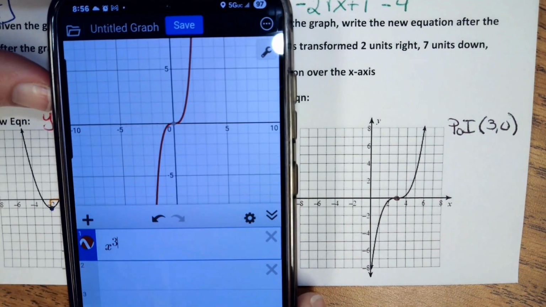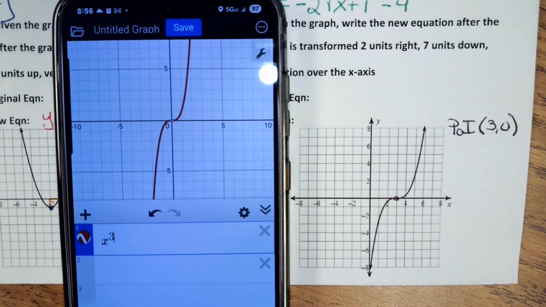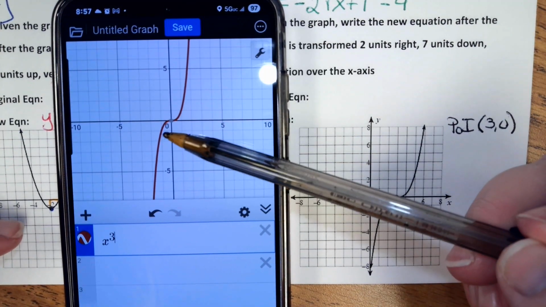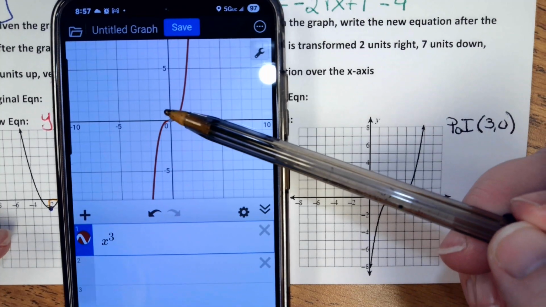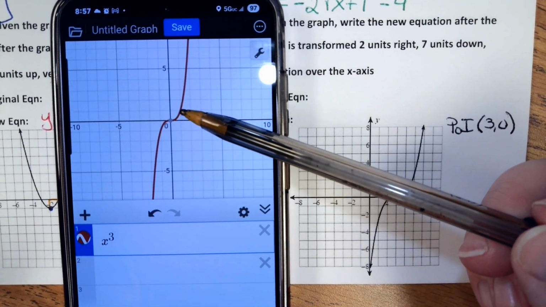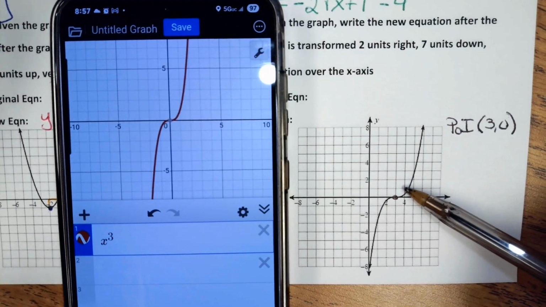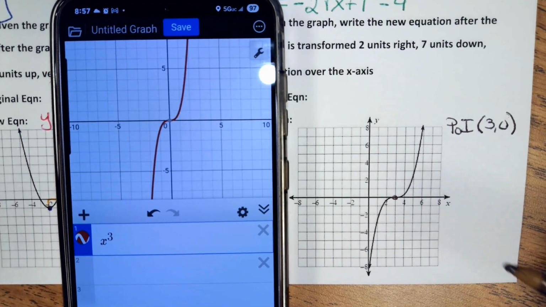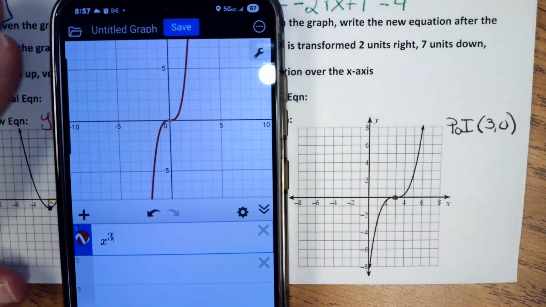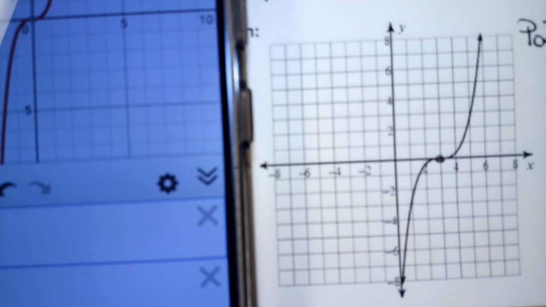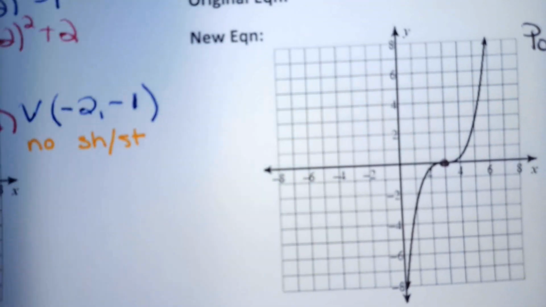All right, so with my parent function, if I go from the point of inflection, if I go up 1/1, I'm seeing that I'm back on the corner of the grid. But right here, if I go up 1/1, am I back on the corner of the grid? Yes or no? No. So that means it has a scale factor. So we need to determine that scale factor.